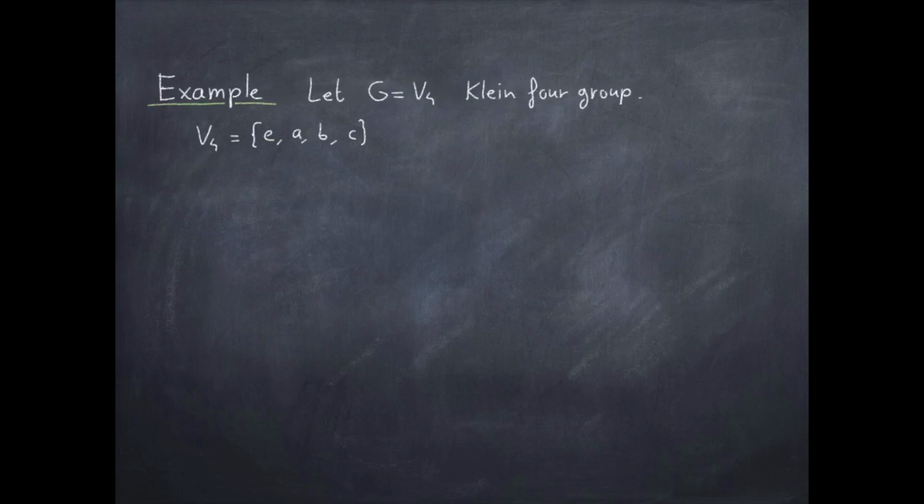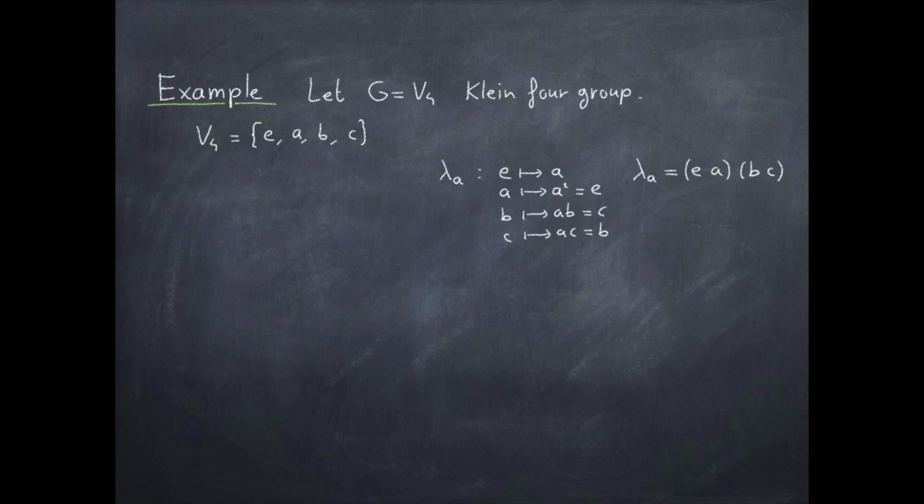To digest Cayley's theorem, let's look at an example. As group, we take the Klein 4 group. Let's consider an element of V4. Let's take the element A. And let's consider the left multiplication by A, lambda A. Lambda A maps the identity element to A. It maps A to A squared, which is the identity element. It maps B to AB, which is C. And it maps C to AC, which is B. So lambda A gives a permutation of the elements E, A, B, C. And if you write it in disjoint cycle notation, we get two cycles, the cycle EA and the cycle BC.